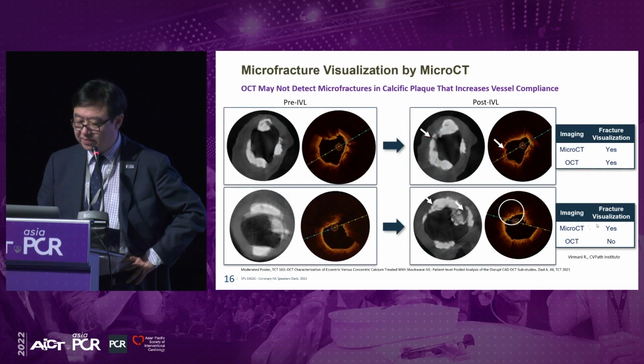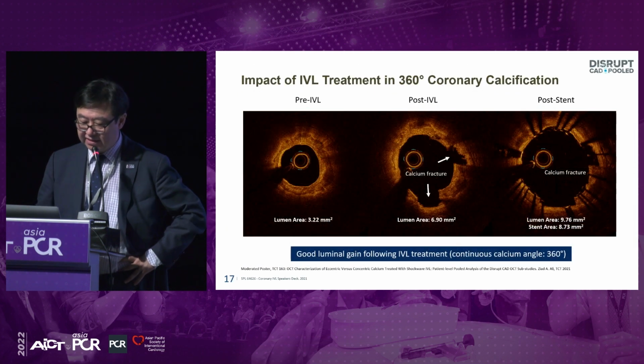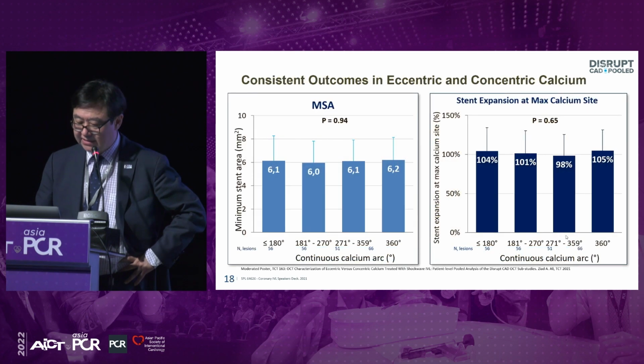This is work from Renu Virmani looking at micro-CT versus OCT. Now, what's OCT invisible in terms of cracks may be visible on micro-CT. So this leads to an understanding, actually, we may not be able to see some modification of plaque that escapes the OCT detection. This is a quintessential case looking at calcification 360. Notice the cracks you can see and the wire artifact here, and you can expand those things, and lumen area gain is very large. Consistently in eccentric and concentric calcium, it works.